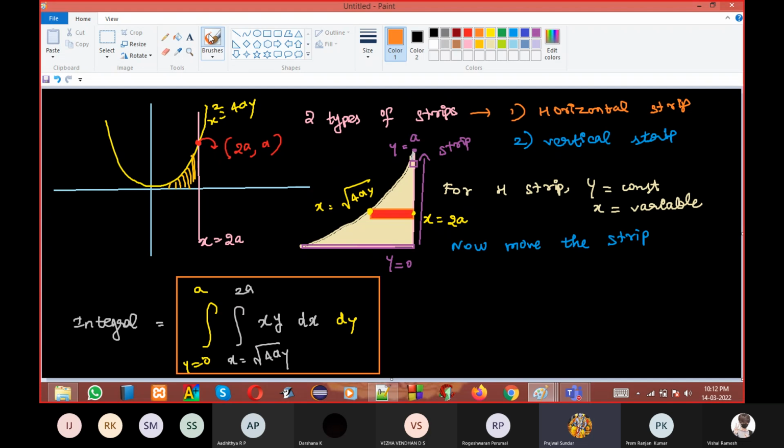Now you sit and calculate the value of this integral. Any sort of confusion in this? Let's finish all this integral. Any sort of confusion anyone is having, please ask. You are free to ask.